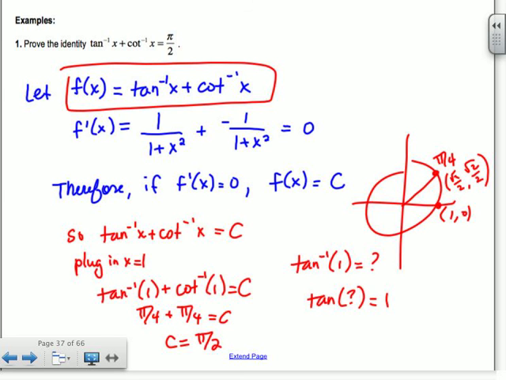How do you know to pick pi over 4? You can pick anything. Pi over 4 is just nice with tangent, because tangent of pi over 4 is 1.